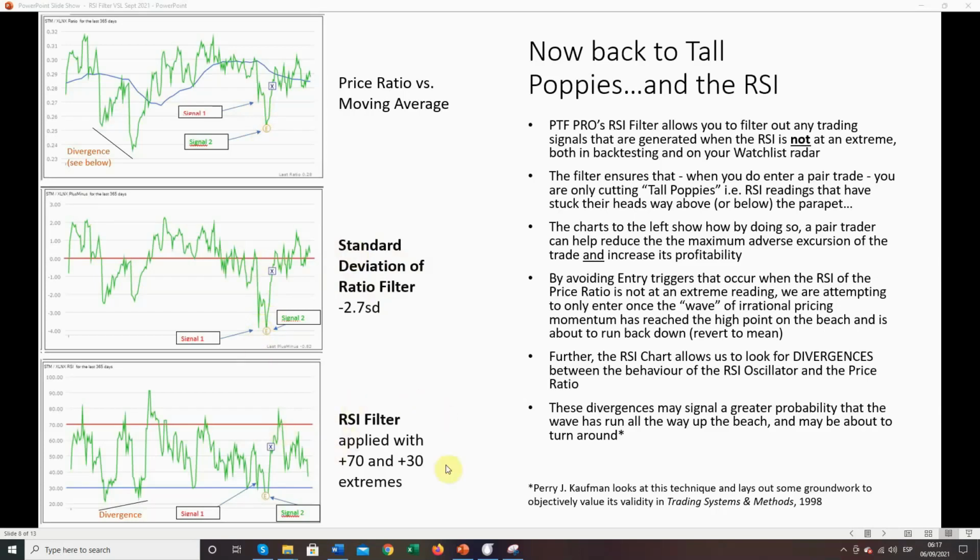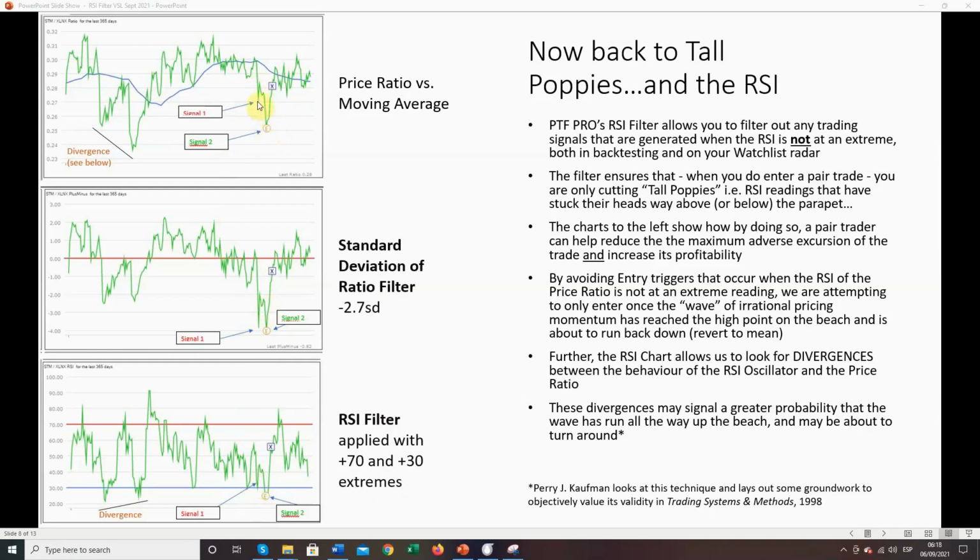However, with the RSI filter as an additional layer of filtering on top of just your standard deviation entry stretch, and it was applied with 70 and 30 extremes, what you see is that when this one broke 2.7, no signal was called. Why? Because it was still not below 30. It hadn't stuck its head below the parapet, so to speak. So what happened? Ratio started to revert. Then I spent a few days thinking about it more. So it started to revert to mean, spent a few days thinking about it, boom, and then dropped again.